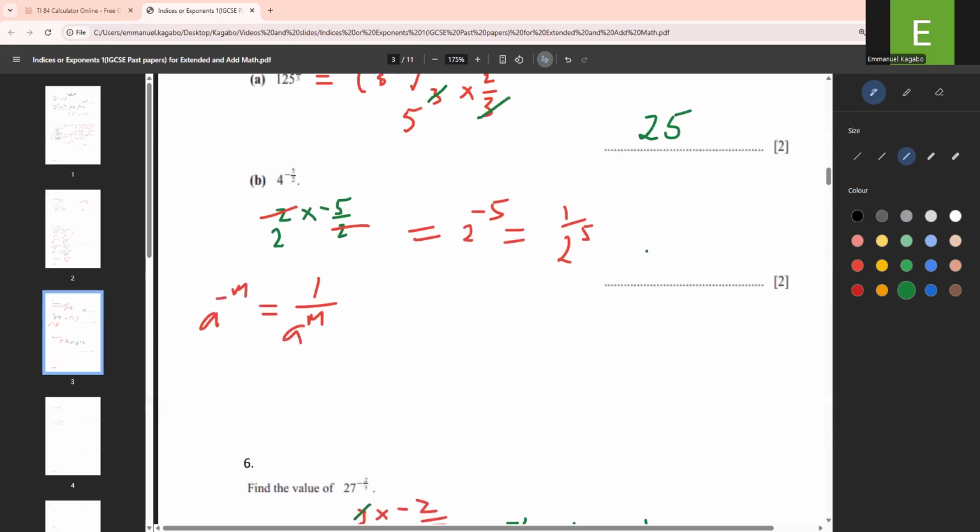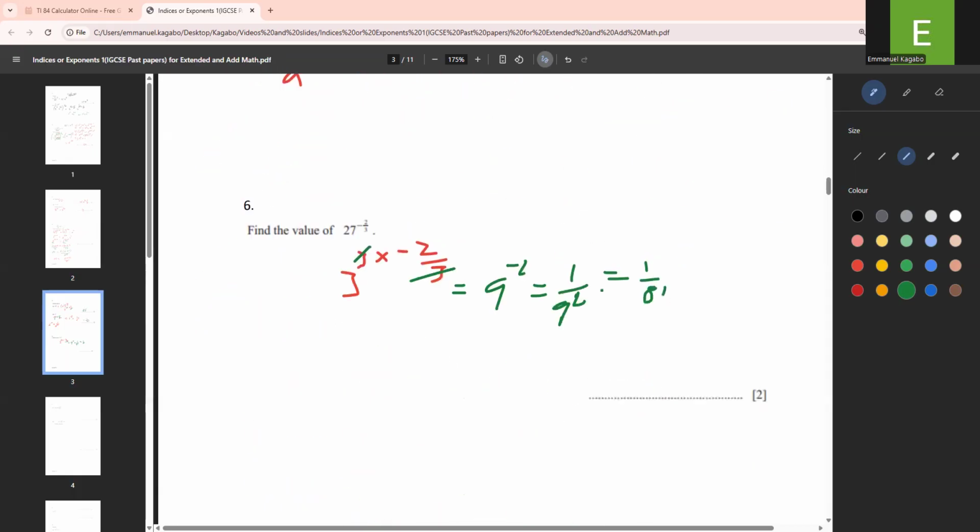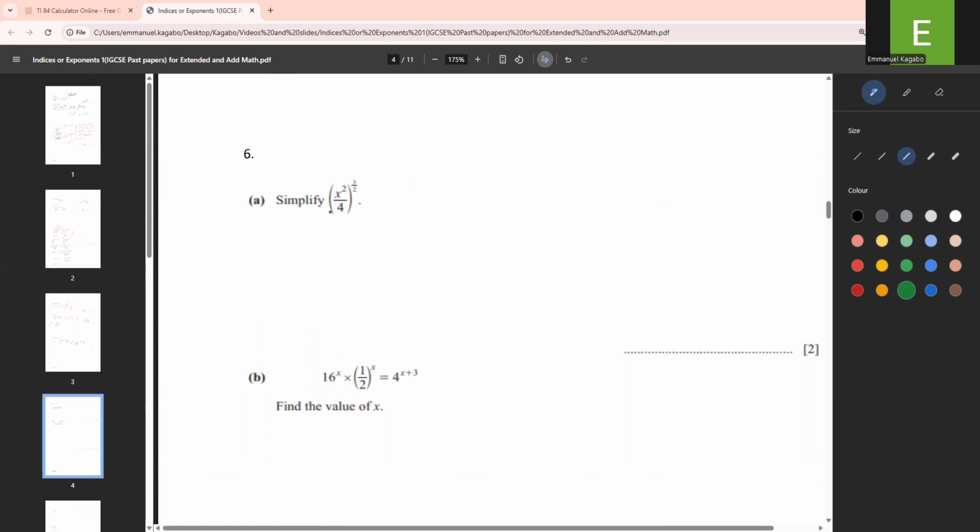Okay, even here, if I wanted, I would have written 1 over 2 power 5, that is 32. Okay, good. Okay, what about this? Exactly the same thing. And as I said, the 4 is 2 squared. So it's going to be x power 2 times 3 over 2 over 2 power 2 times 3 over 2.